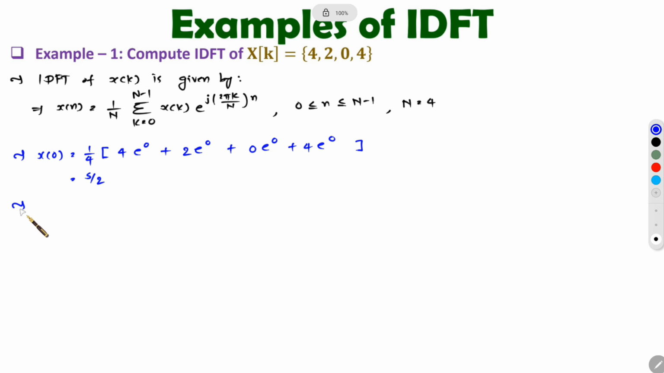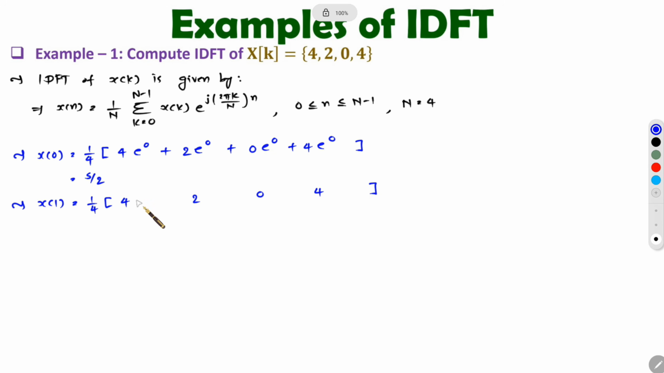Now let me explain how to identify x of 1. See here, 1 by N is there, so 1 by 4. Again, I'll write down this sequence: 4, 2, 0, and 4. Now you need to understand how the e to the power term works. So x of 1 is there with us, so small n equals 1. If small n is 1, then here we have e to the power j 2 pi k by capital N. Capital N is 4, so we have pi by 2 into k, where this k is ranging from 0 to 3.